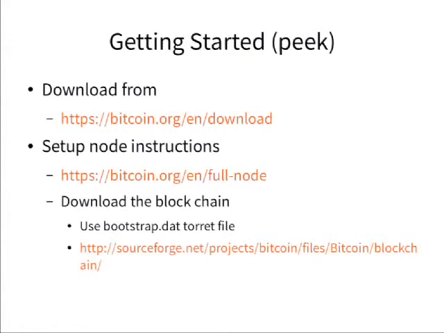I'm going to be talking about the blockchain first. If anybody wants to go ahead and get started downloading the blockchain, you can download the code from bitcoin.org/en/download. There are some setup node instructions here, and we'll come back to this page. If you're downloading the blockchain, it could take days if you don't use a torrent file. So find the bootstrap.dat torrent file and place it in your .bitcoin directory. One of those torrent files is available here.